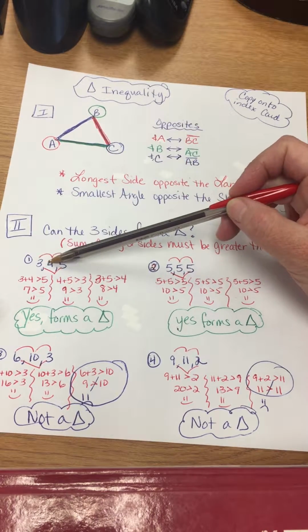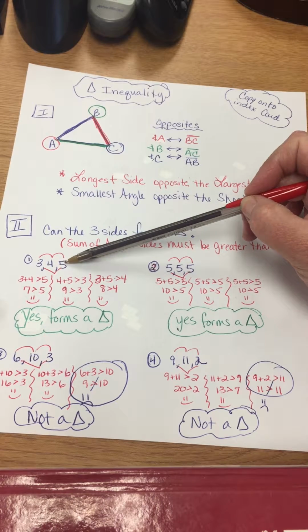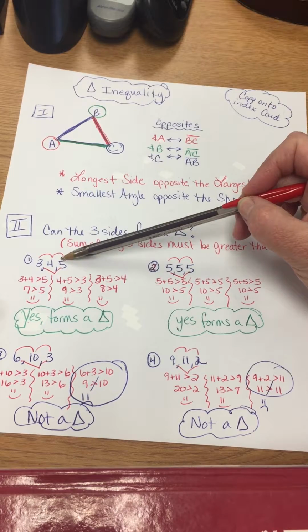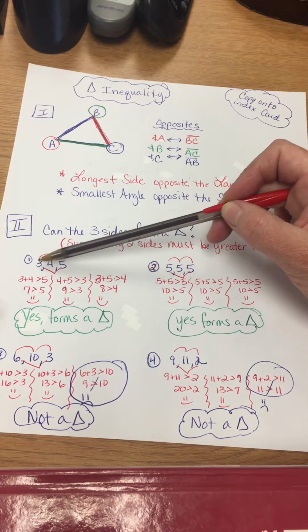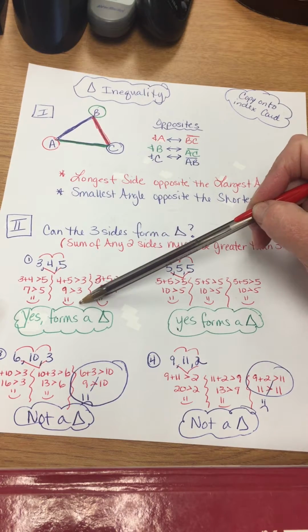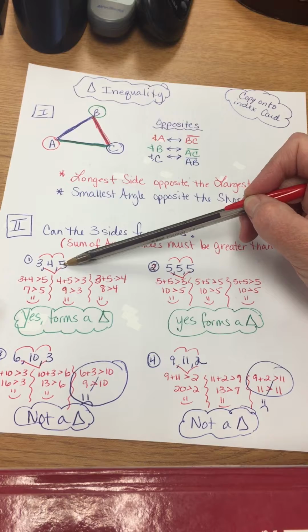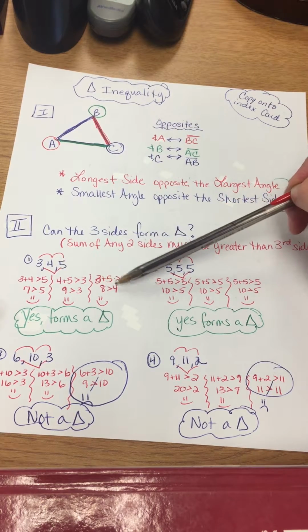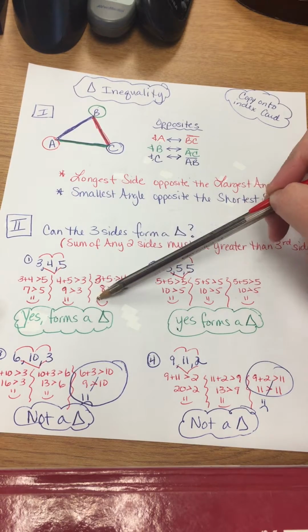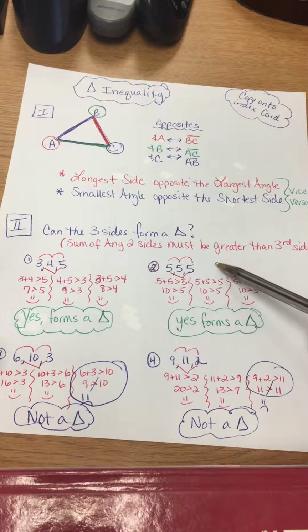The measures of the sides are 3, 4, and 5. So I take the first two sides, 3 and 4, add them together, I get 7. Is 7 greater than the third side that's 5? Yes. So I can keep going. I'll take the second two. 4 and 5 combined is 9. Is 9 greater than that third side that's 3? Yes. So I keep going. I need to do the combination of the first and last side. 3 and 5 together is 8. Is it greater than 4? Yes. So I get 3 yeses, so it forms a triangle. Good.